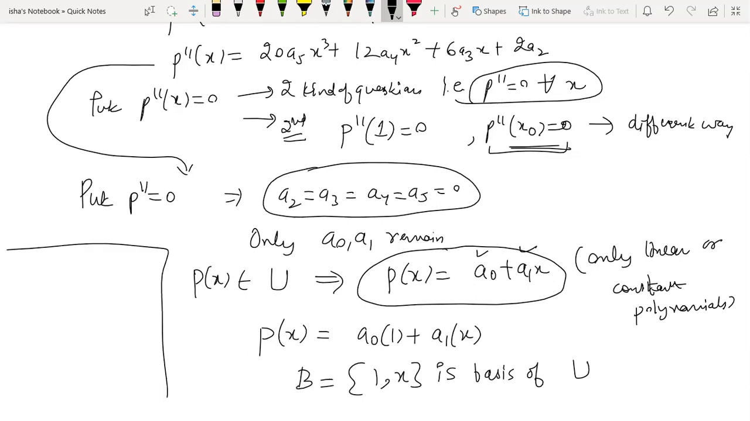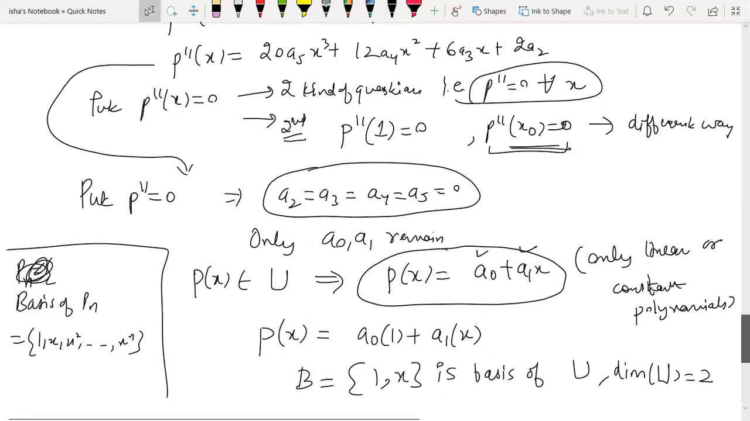Remember yesterday, I told you for the vector space Pn, what is the basis of vector space Pn? 1, x, x square up to x raised to power n. So if it is linear, that means the degree is 1 maximum. So the dimension is going to be 2. There will be two terms coming in the basis, right? 1 and x. So what is the dimension of U? That is 2.